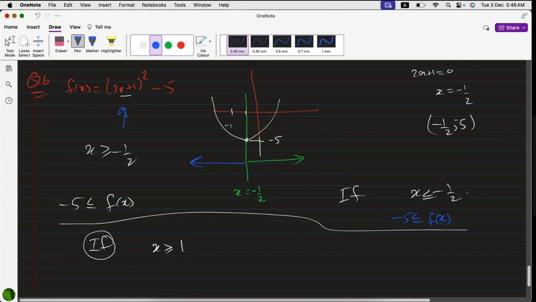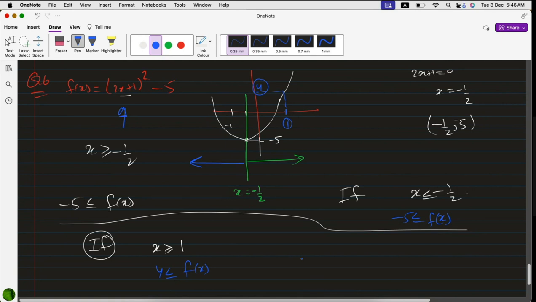If I substitute 1 there, that is 2 times 1 plus 1, 3, 3 squared is 9, 9 minus 5 is 4. So at 1, I am getting 4. So I would say 4 is less than or equal to f of x, or f of x is more than 4.